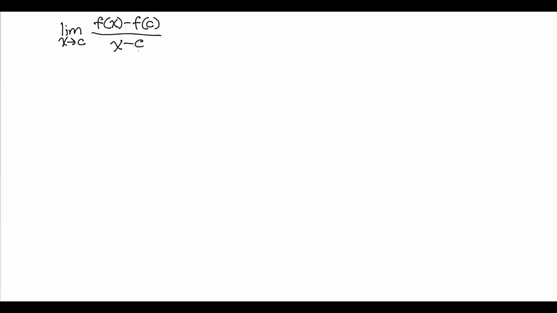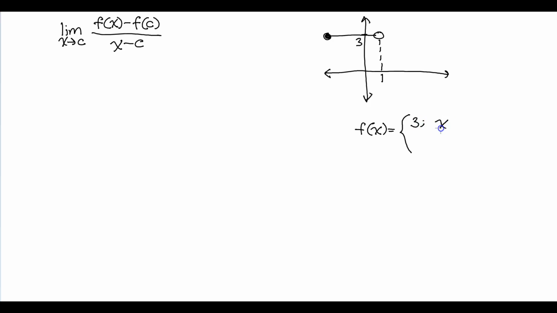So what we're going to do now is start testing a couple of functions. Let's start with a piecewise function. Let's call this 1. This is 3. So we have the function f of x equals 3 for x less than 1, and negative x plus 3 if x is greater than or equal to 1.